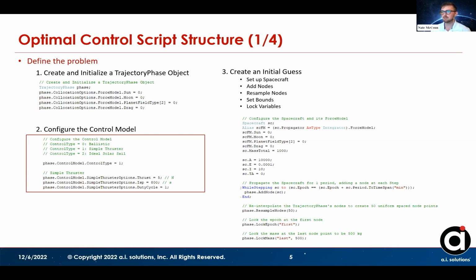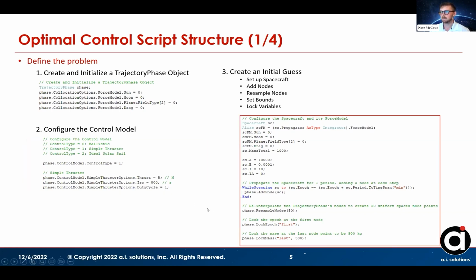Continuing with defining our problem, the next thing we want to do is create an initial guess. When we're creating an initial guess, we need to start by setting up our spacecraft. We'll then add nodes. You have the ability to resample nodes. You can also set bounds and lock variables. So let's go ahead and take a look at how this script is set up.